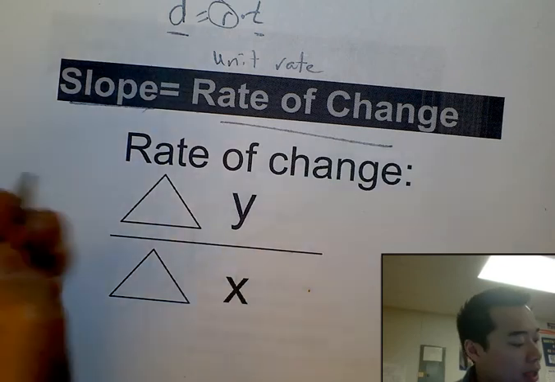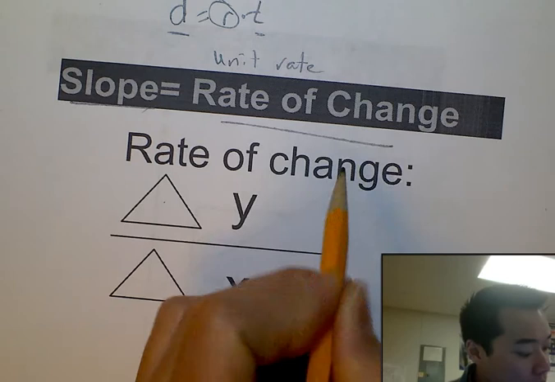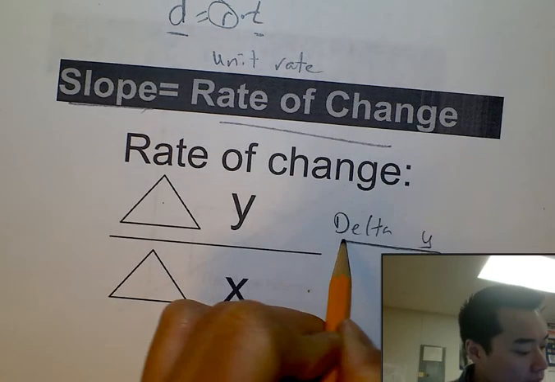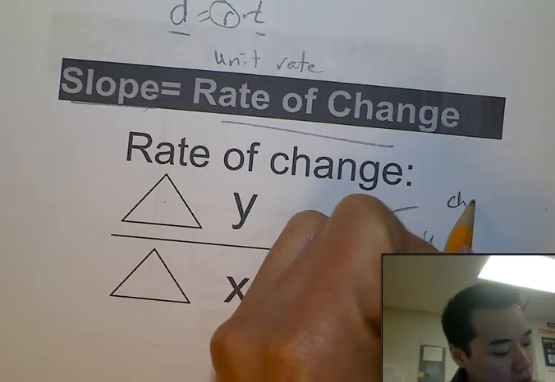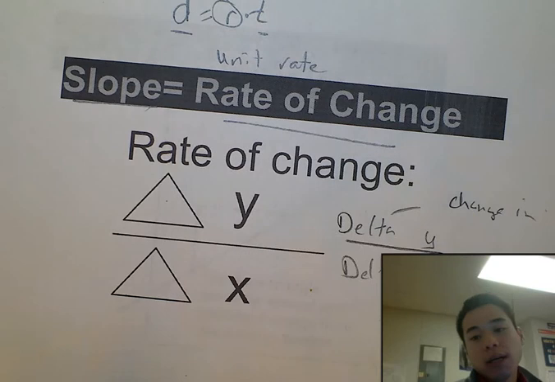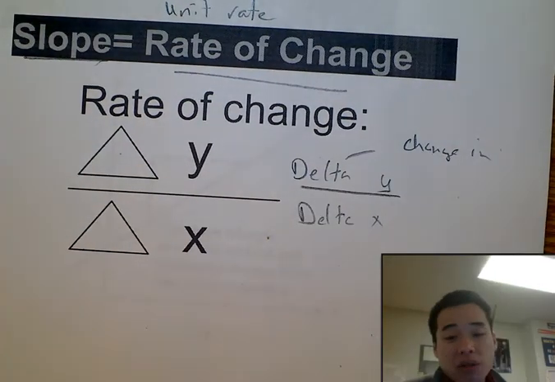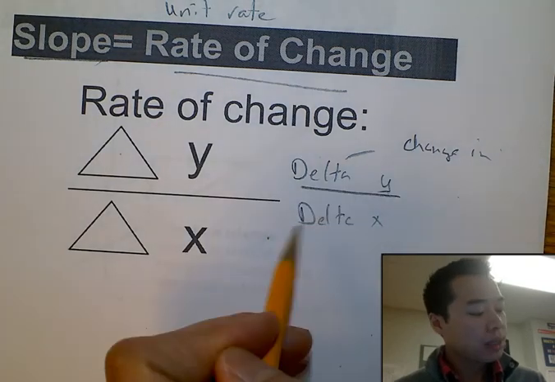Here I have a triangle. Triangle in math literally means delta, in this case delta y divided by delta x. Delta just means change in. And we'll talk more about it in class, but Delta Airlines' slogan used to be "Delta, changing the way we fly." So this is the change in y divided by the change in x.